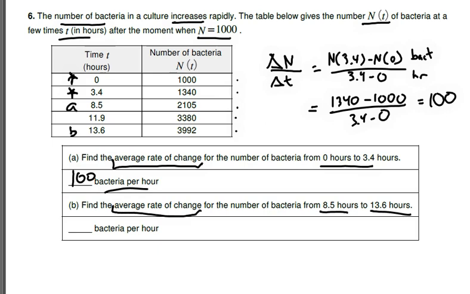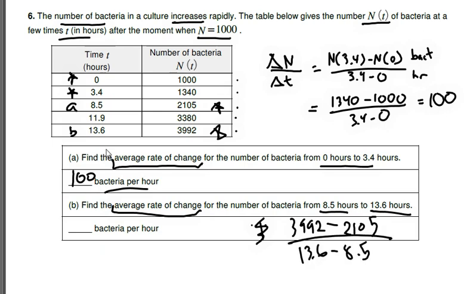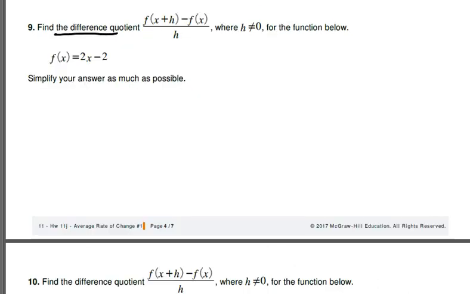It's just over a different time period, from 8.5 to 13.6. So there's our final value, 3992. There's our initial value, 2105. Subtract those, and subtract the time values. Final minus initial is going to give you a nice 370 bacteria per hour, and it definitely seems to be increasing rapidly. It's only 100 bacteria per hour there, and now we've got 370 bacteria per hour. So watch out, this thing's going to take over the world here.